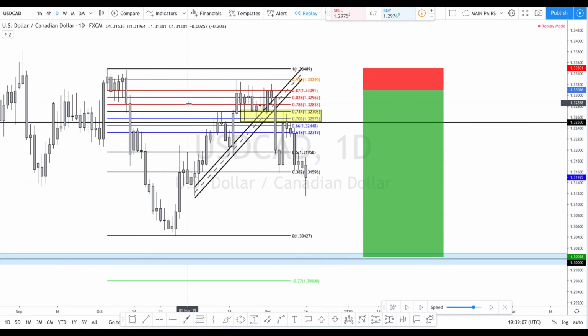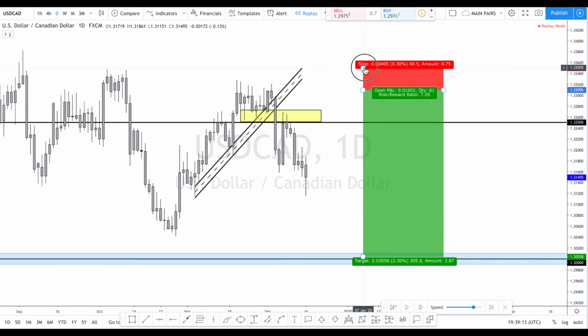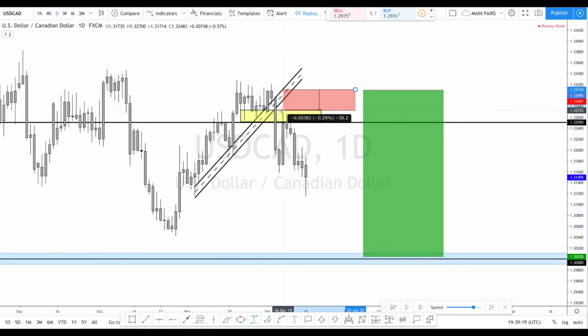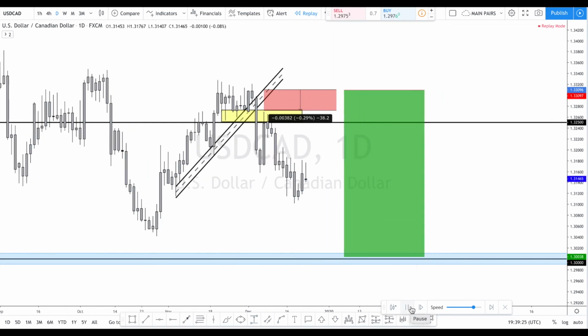The reason why you can move your stop loss now is because price has formed a lower high, sorry. So now you can move your stop loss into break even, and you can also even move your stop loss into 38 pips profit. Then you're gonna let the trade play now.